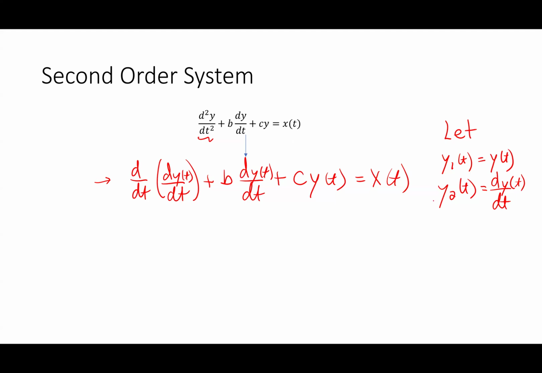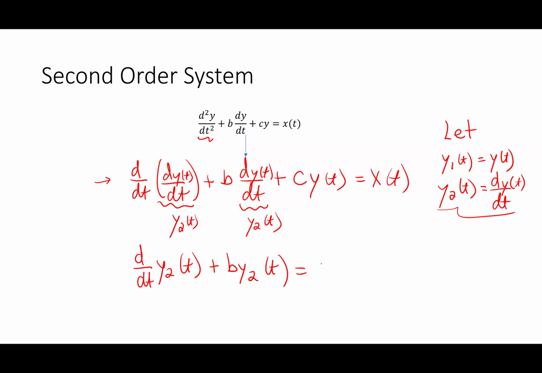Okay, so you're noting that y2 equals the derivative, right? So I can say that this right here is y2 of t, like that. So I can say I've got d by dt of y2 of t, right? So I just made a substitution, plus b times y2 of t, plus c times y, so y is y1.